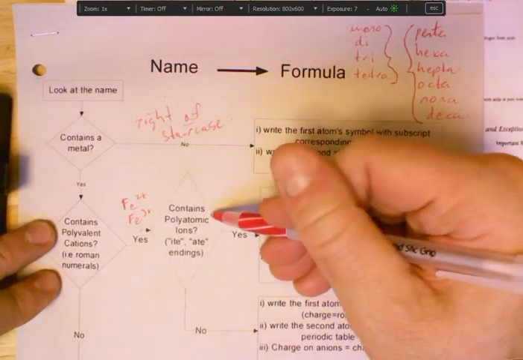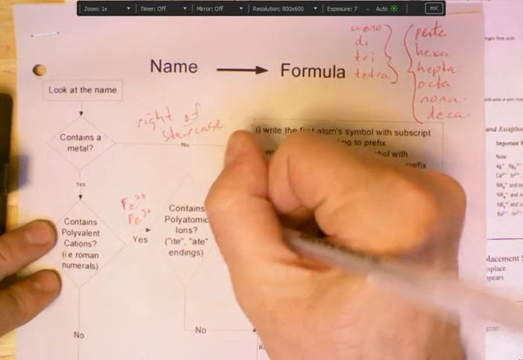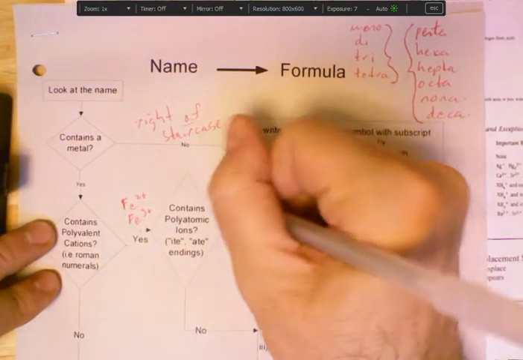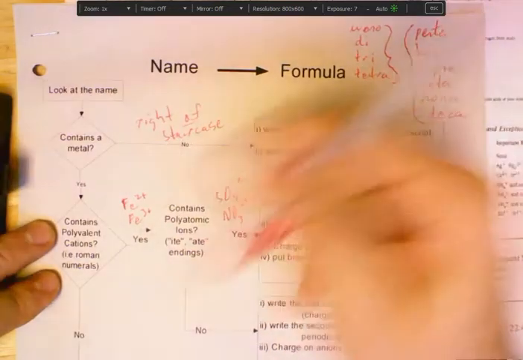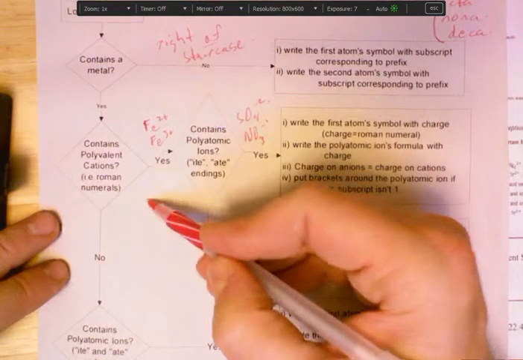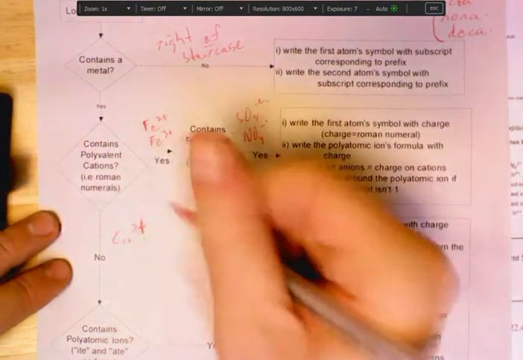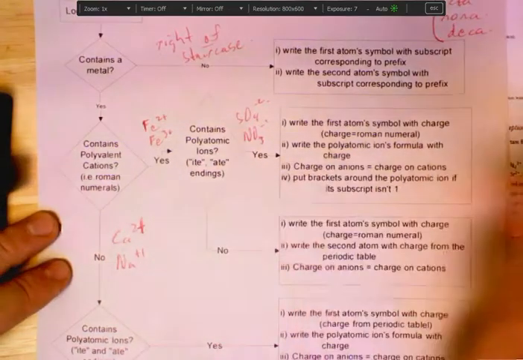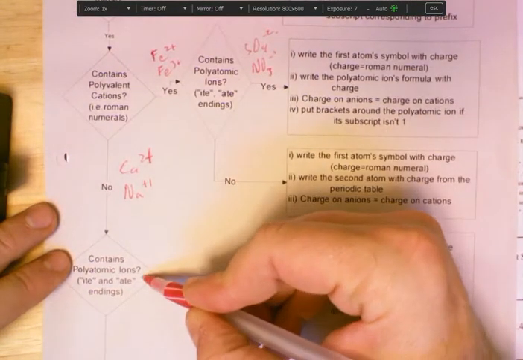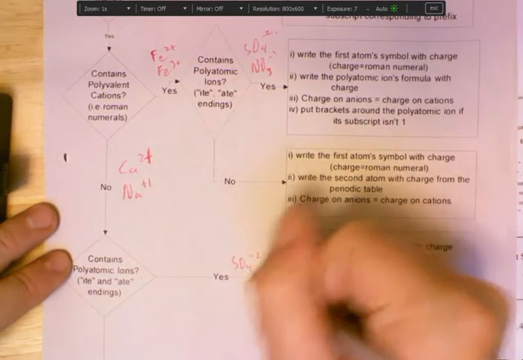The other question is, contains a polyatomic ion. If the answer there is yes, a polyatomic ion would be something like nitrate, NO3 -1, or sulfate, SO4 -2. We could write the names as well as the formulas in there. If it's not a polyvalent cation, it must be just a simple cation, something like calcium, just one possible charge, 2 positive, or sodium, for instance, 1 plus. The next question down here is contains a polyatomic ion again. If the answer is yes, we're basically at sulfate or nitrate.